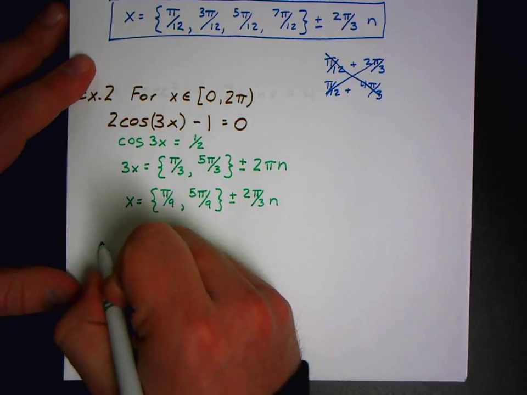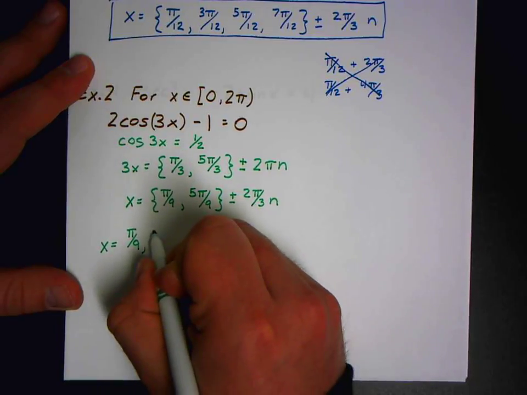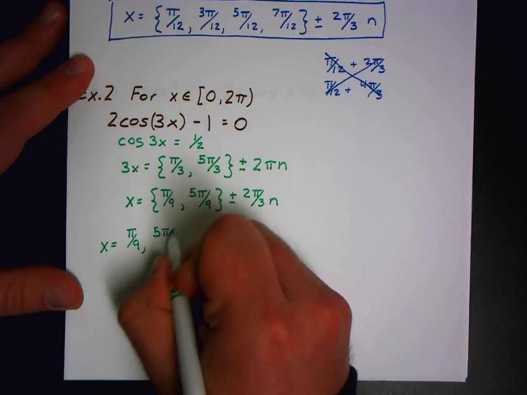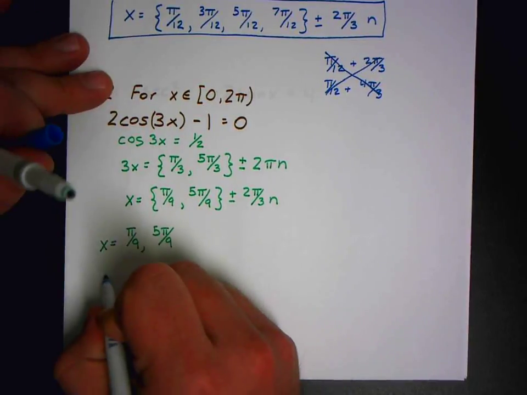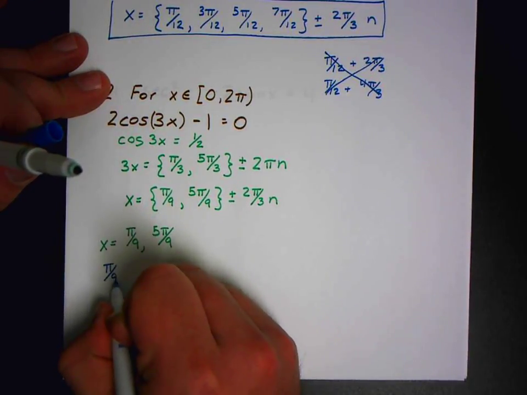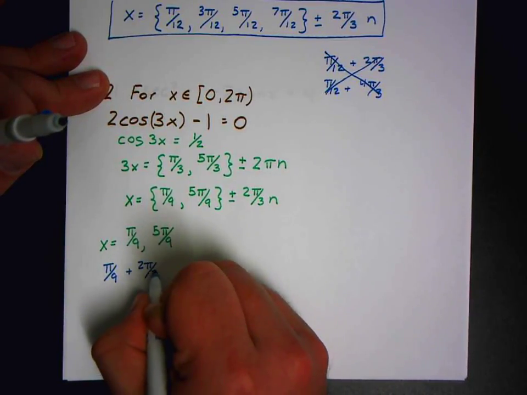So now x is going to be pi over 9, 5 pi over 9. Okay, now I need to start using this. Now I don't want to use the minus because the minus is going to put me less than 0. So I don't have to use the minus. So I'm going to start using the plus. So I'm going to take each of these and add on one of these. So plus 2 pi over 3.